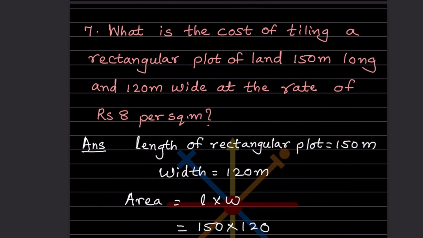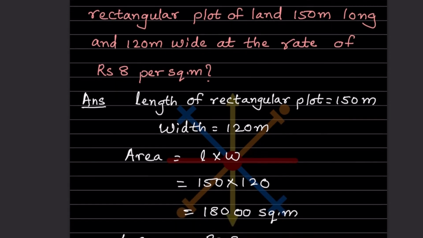So now just write the given things: length is given 150, the width is given 120. So what are you going to do? Area of rectangle, you know the formula: length into width. So here 150 multiplied by 120, which is 18,000 square meter.